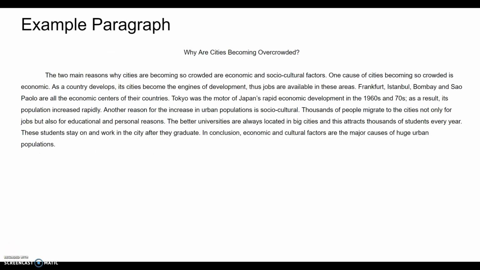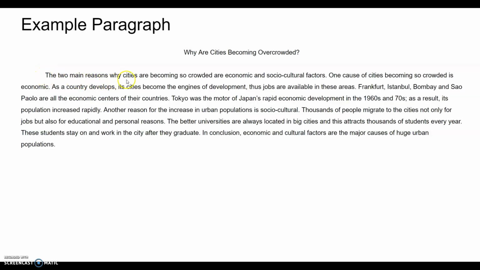Here's an example paragraph that answers the question, why are cities becoming overcrowded? You can pause the video here to give yourself some time to read the paragraph completely. Now let's analyze this paragraph. We need to keep in mind that we have three major parts: the topic sentence, supporting sentences, and the concluding sentence. So if we look at the very first sentence in this paragraph, we have the topic sentence.